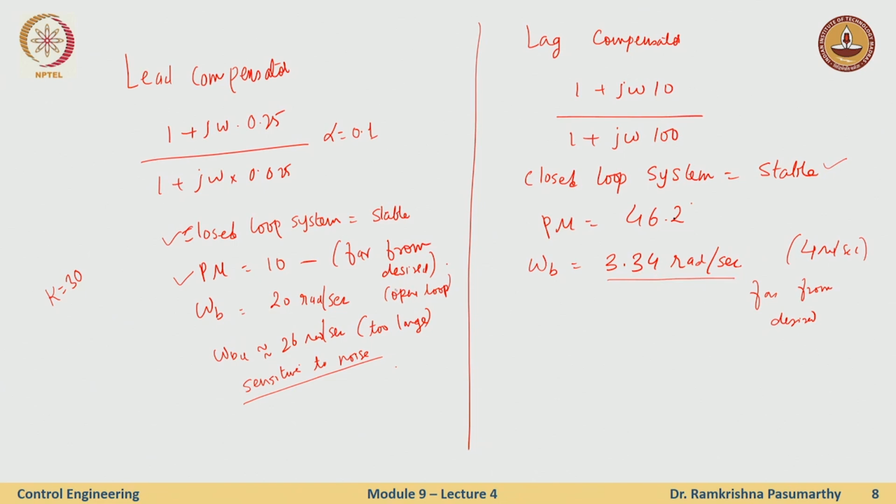So comparing these two, I see that I have stability in both cases. On the left, the phase margin is good, but the bandwidth is too large. On the right hand side, for the lag compensator, the system is stable, which is good. Phase margin is close to desired, but the bandwidth is too small. So you see there is a little trade off here, right? If I increase the phase margin, the bandwidth goes down, and if I want to increase the bandwidth, the phase margin goes down. So I may have to go for a lead plus lag compensator under such scenarios.